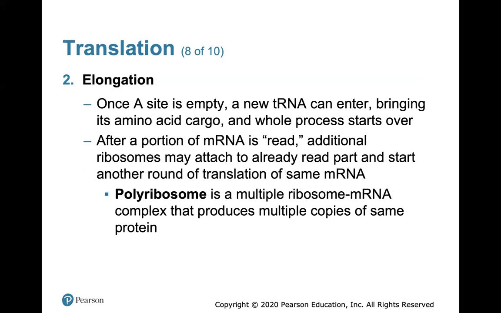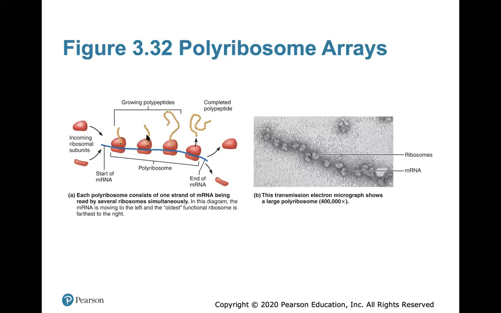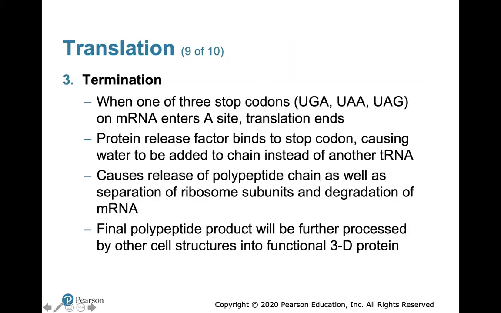Only after a portion of mRNA is read, additional ribosomes may attach to the already read part and start another round of translation. So this just shows the growing polypeptides coming out of the ribosomes. Here are the ribosomal subunits coming together at the start of the mRNA molecule. The polyribosomes are shown here, and then the completed polypeptide is formed and the ribosome subunits detach.